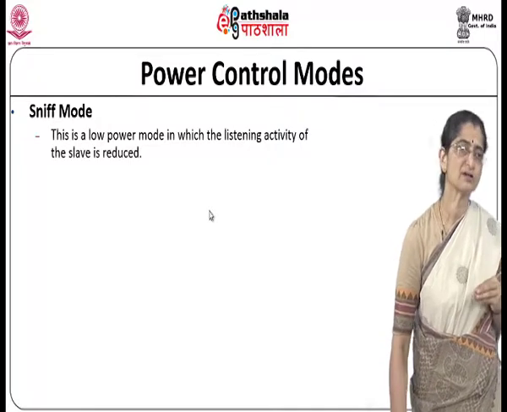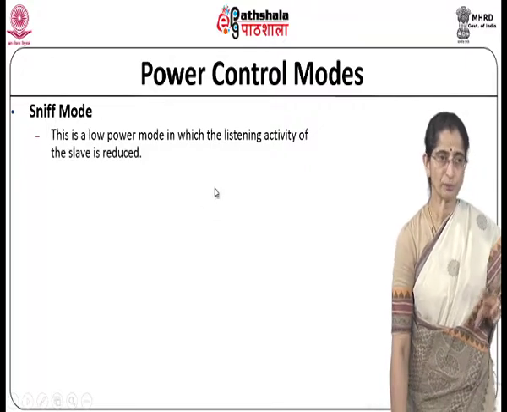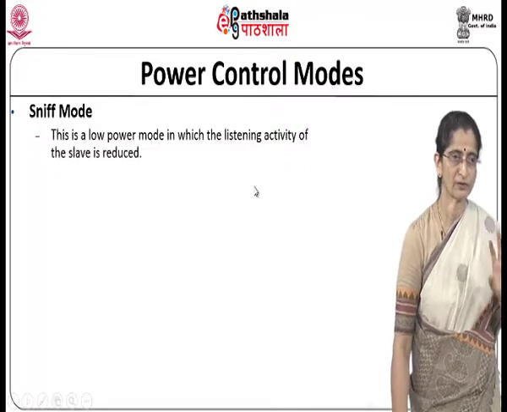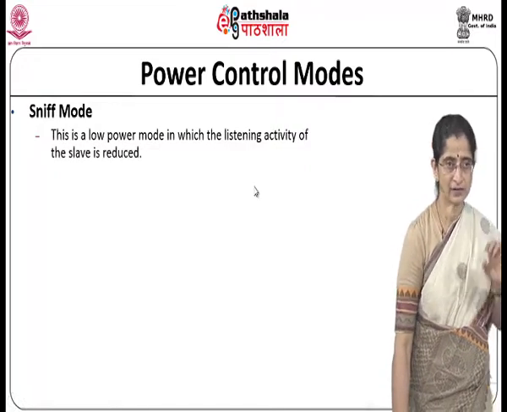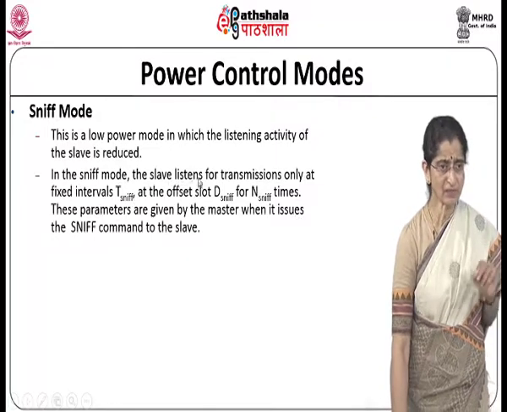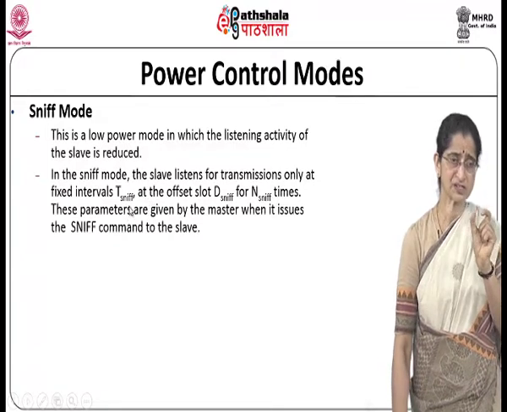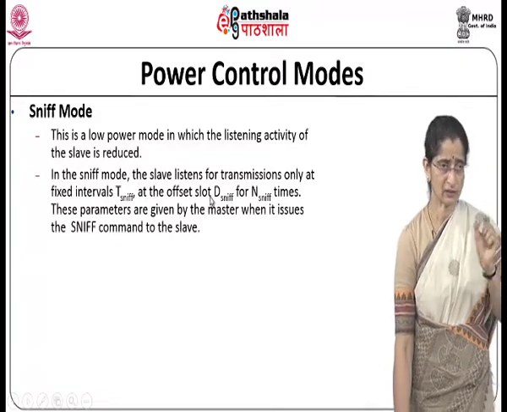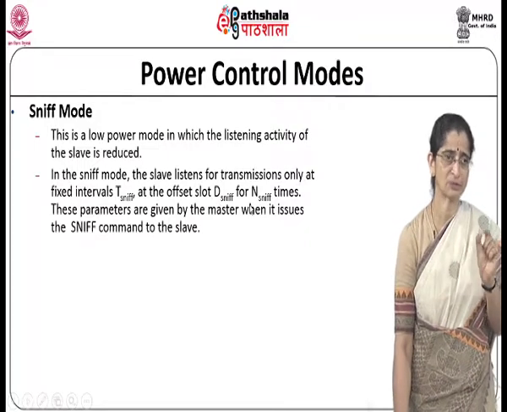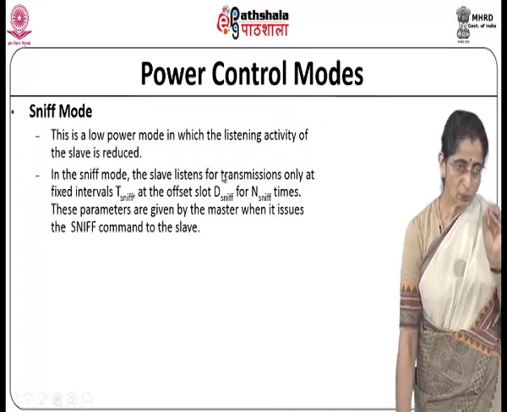So there are various power control modes which are used in Bluetooth. Okay. So we have something called a sniff mode. This is a low power mode in which the listening activity of the slave is reduced. So you are trying to save power by reducing the listening activity. What happens here is that the slave will listen for transmissions only at fixed intervals. This fixed interval is T sniff, at a particular offset slot called D sniff, and it will do it for N sniff number of times.